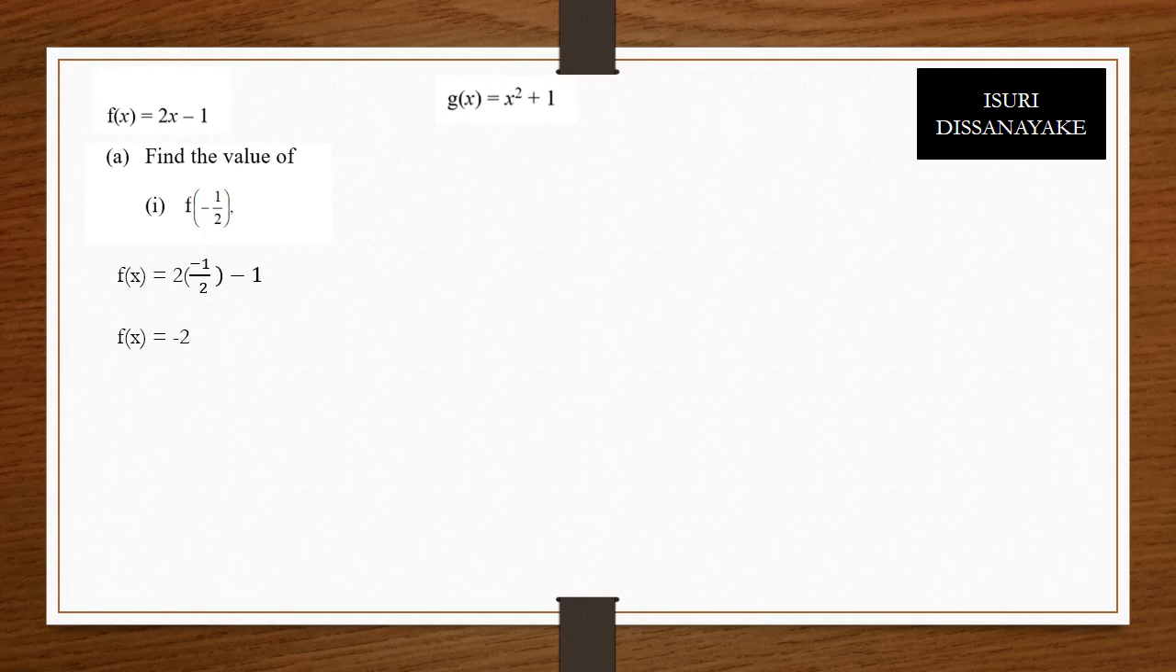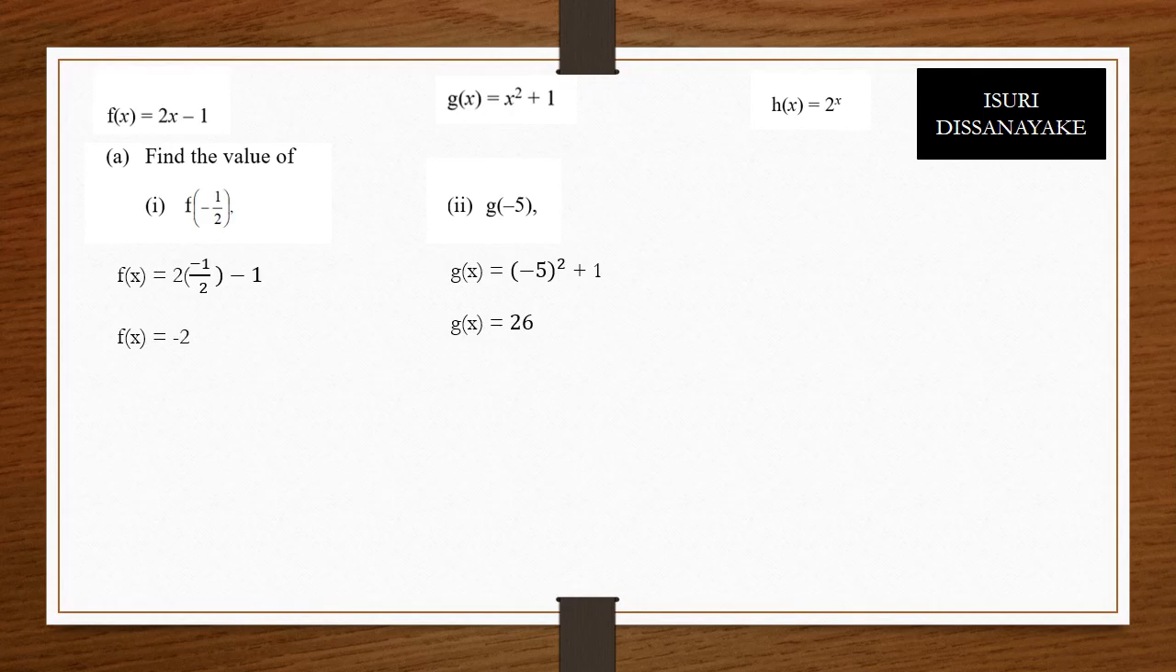g(x) equals x squared plus 1. You're asked to find g(-5). To the function g(x), which is x squared plus 1, we need to input minus 5. When you input minus 5 to x, that is minus 5 squared is 25, plus 1, it is 26. So g(x) is equal to 26.